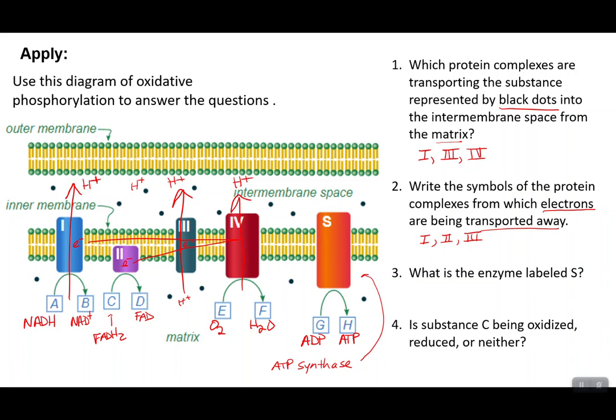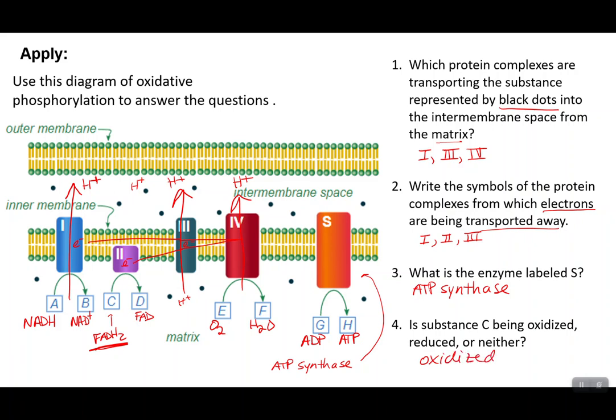Number 3, what is the enzyme labeled S? Well, that's going to be our ATP synthase. And lastly, is substrate C, so substrate C is going to be this FADH2. Is it being oxidized, reduced, or neither? Well, this is going to be oxidized because FADH2 is being converted to FAD. So the answer to this is oxidized.